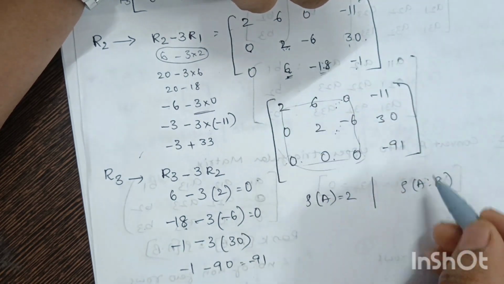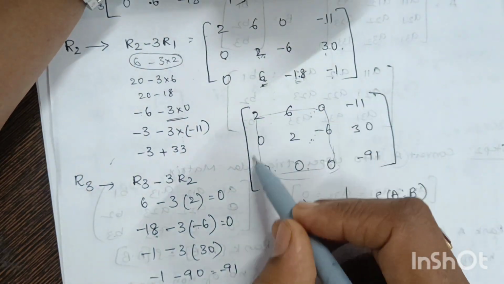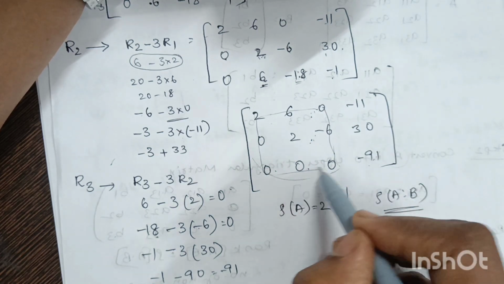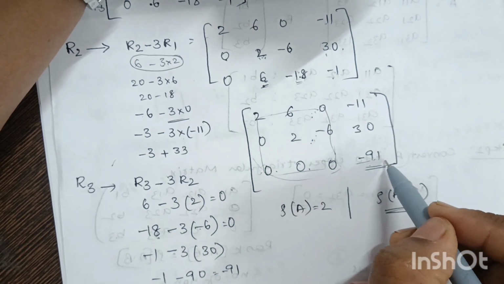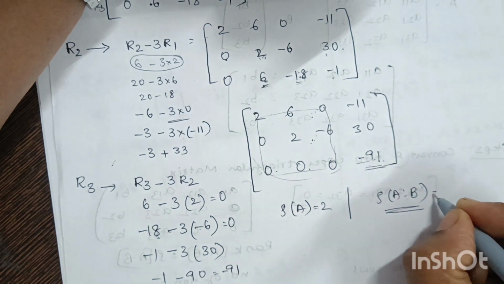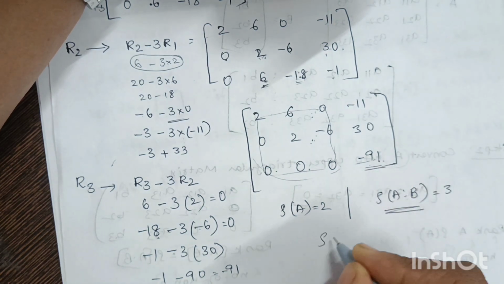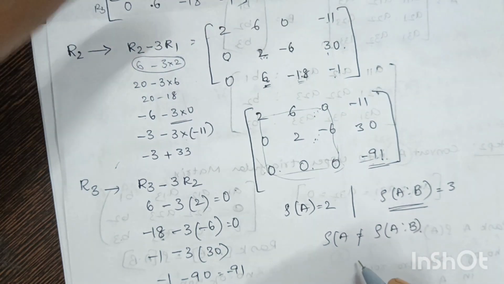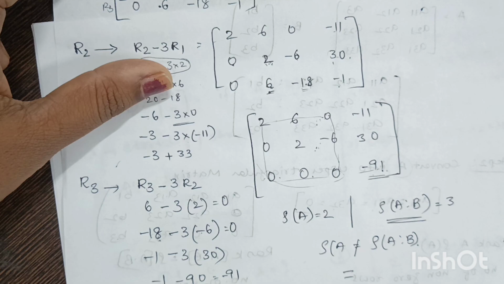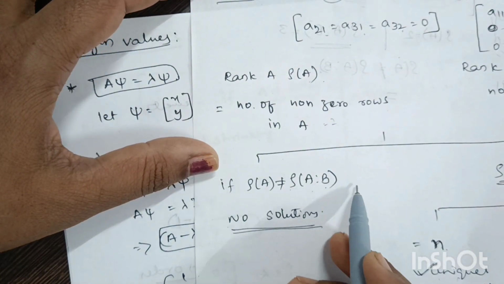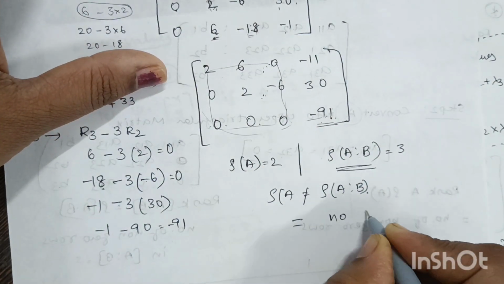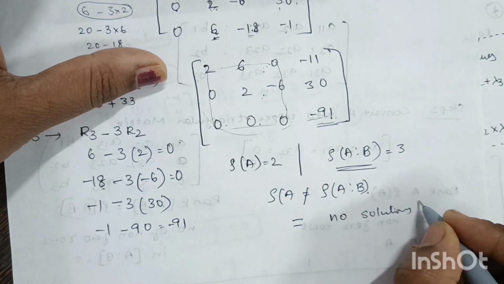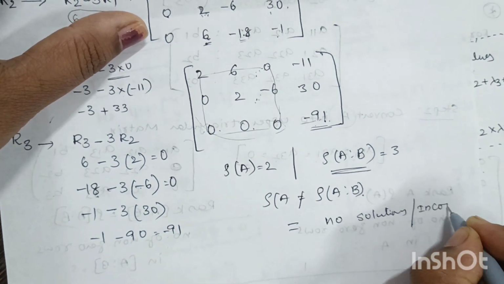Next, the rank of the augmented matrix. Now we need to consider the whole matrix. Here this row is now non-zero, because we have the number. So the rank of the augmented matrix is 3. So the rank of A is not equal to the rank of the augmented matrix. Therefore, what is the nature of the solution? Rank of A is not equal to rank of the augmented matrix, so no solution. So no solutions, or one more word, inconsistent.